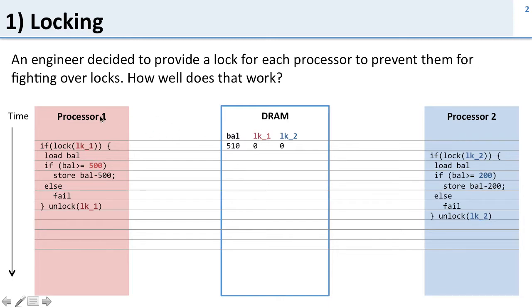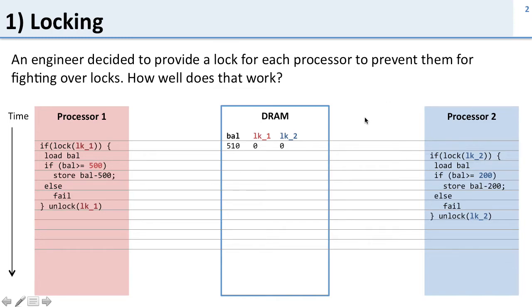So here's what we've got. We've got lock 1 for processor 1 and lock 2 for processor 2, and they're going to do the same thing with the bank balance. They're going to check if the balance is over 500, in this case because we're going to subtract 500, and over here we're going to check if it's over 200 because we're going to subtract 200. So how well does this work out?